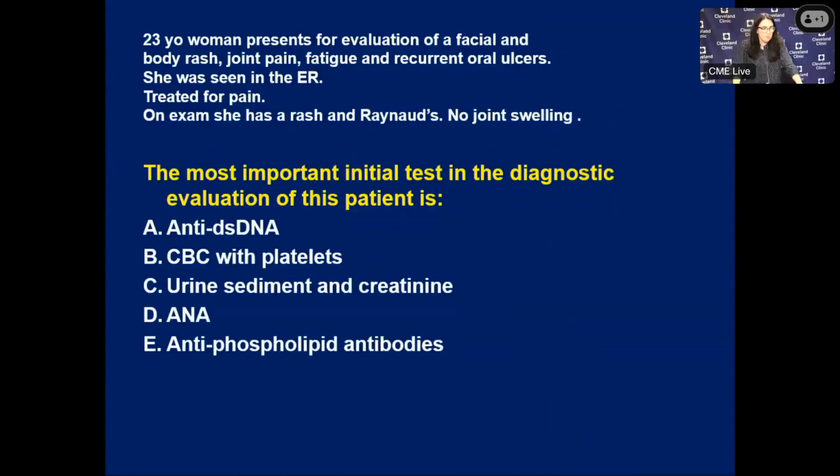So the most important initial test in the diagnostic evaluation of this patient is A, anti-double-strand DNA, B, a complete blood cell count with platelets, C, urine sediment and creatinine, D, ANA, and E, antiphospholipid antibodies. So please key in your answer.